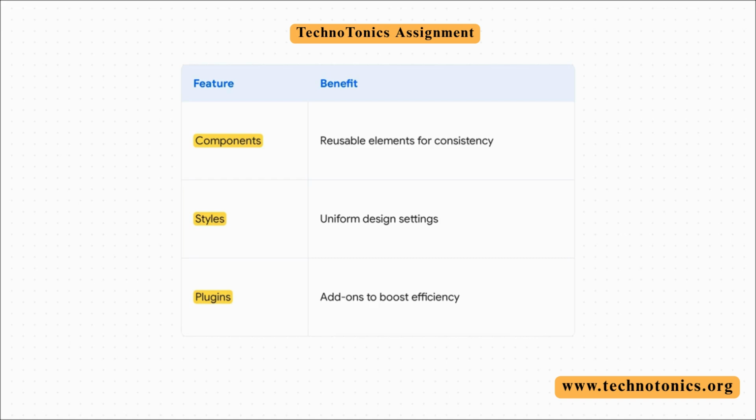Components are just reusable bits, like buttons, that keep everything consistent. Styles let you save your color and text settings so you can use them over and over. And plugins are like little apps for Figma that add all sorts of new, powerful features. Put them all together, and they will totally supercharge your workflow.